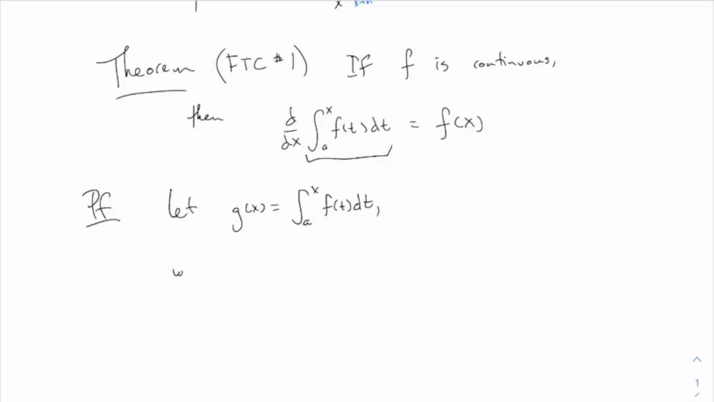And then we want to show that g prime of x, the derivative, is f of x, right? Because that's what this says right here. The derivative of the integral thing is f of x. So we have to show that g prime of x is f of x.